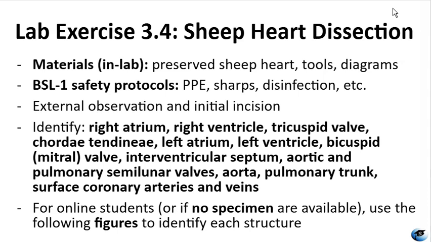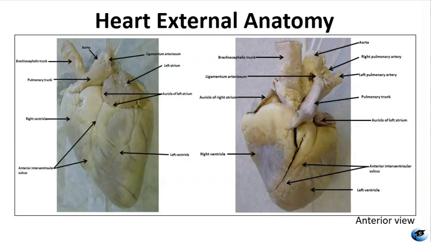And then, of course, if you're an online student or if you are a face-to-face student that doesn't have specimens available, you don't have the hearts, you don't have to worry, because you can still complete the activity by just looking at the labeled figures to follow. So let's have a look here. This is the anterior view of a preserved sheep heart. For example, you can see the pulmonary trunk here, the right ventricle, left ventricle here, again pulmonary trunk. So you can see all of the external structures that we discussed in this figure.